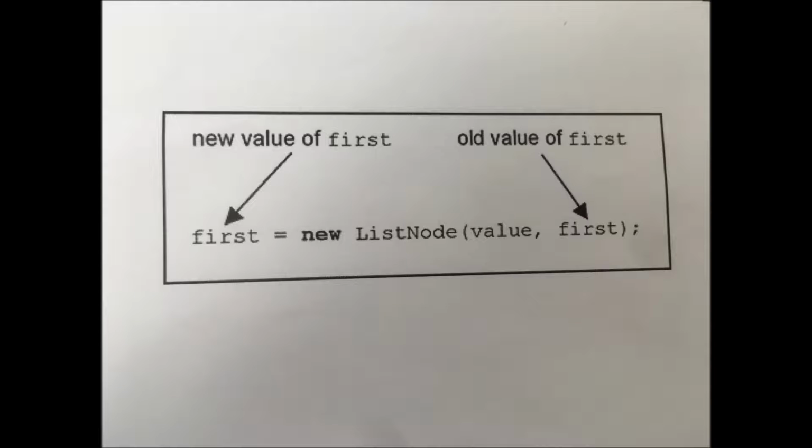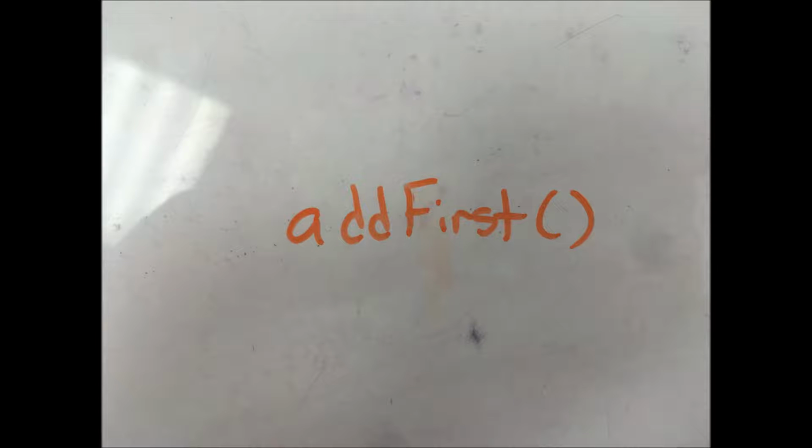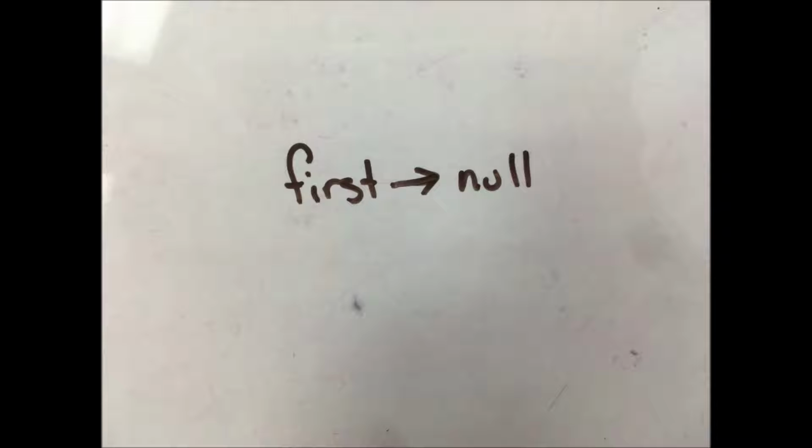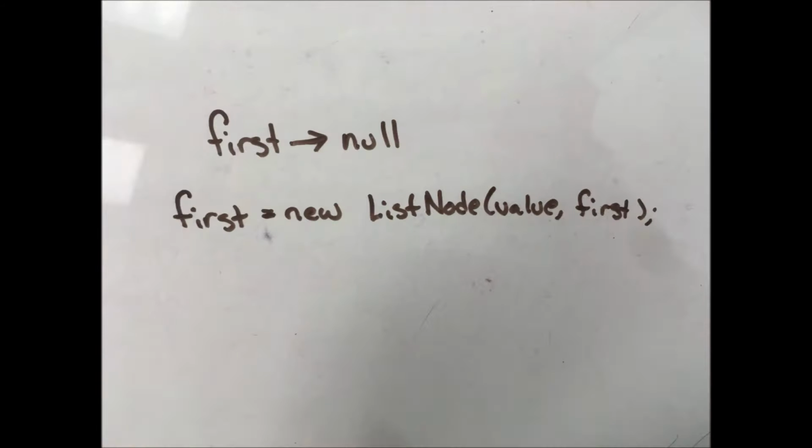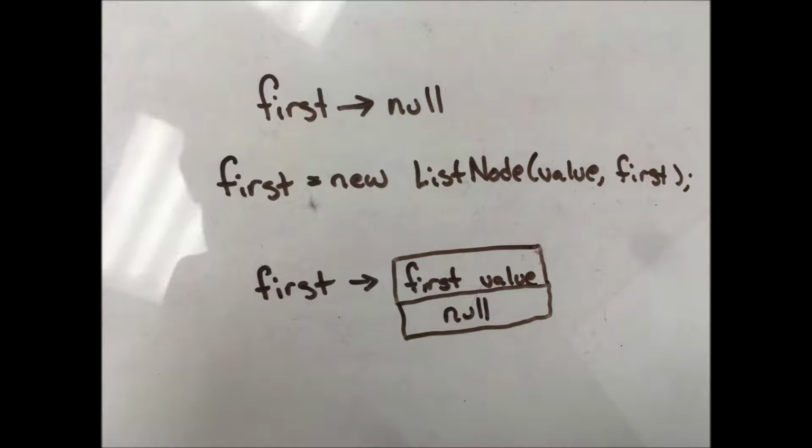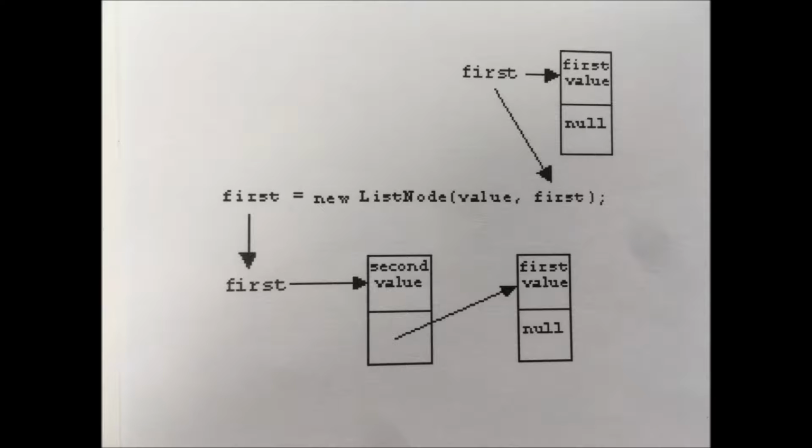It's important to understand the old and new values of first. The very first time addFirst is called, the instance variable first will be null. A new node is constructed with the value and the null, and now first points to the new node. And the constructor provides a new node between the variable first and the node that first formerly referenced. Before the call of the constructor, first is passed as a null value. First is changed to reference the newly constructed node. The second time that addFirst is called, first is already pointing to the first node of the linked list.